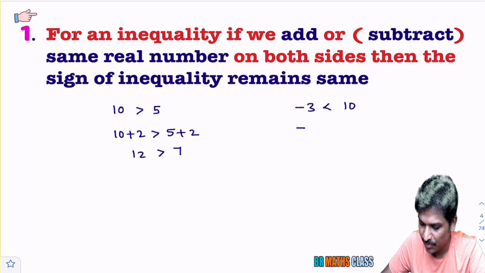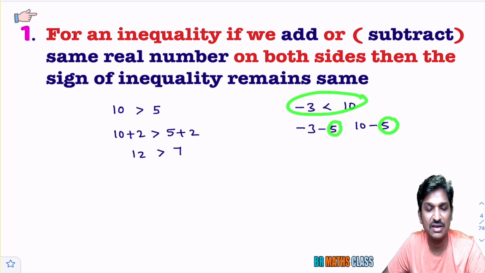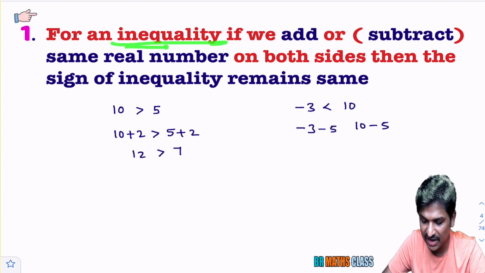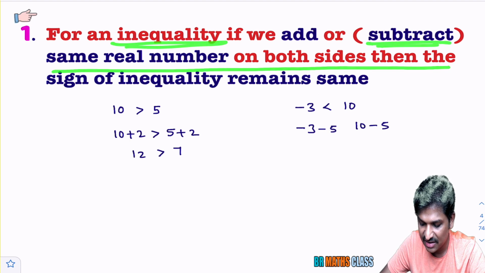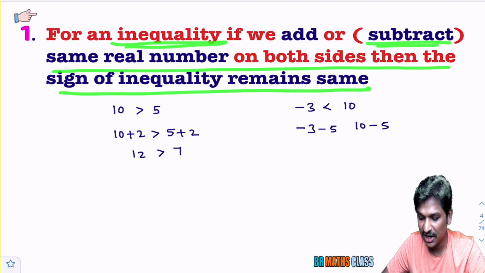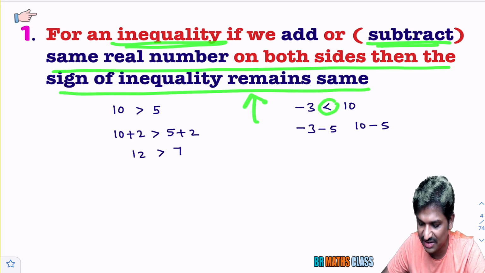Okay, subtract 5. Minus 3 minus 5, 10 minus 5. Look here, this is the inequality. What I am doing, I am subtracting 5 on both sides. What this property says: for an inequality, if you subtract the same real number on both sides, the sign of inequality remains the same. That means less than remains less than only, greater than remains greater than only. Here less than is there, na? That means less than remains less than only. That is what this rule is saying.